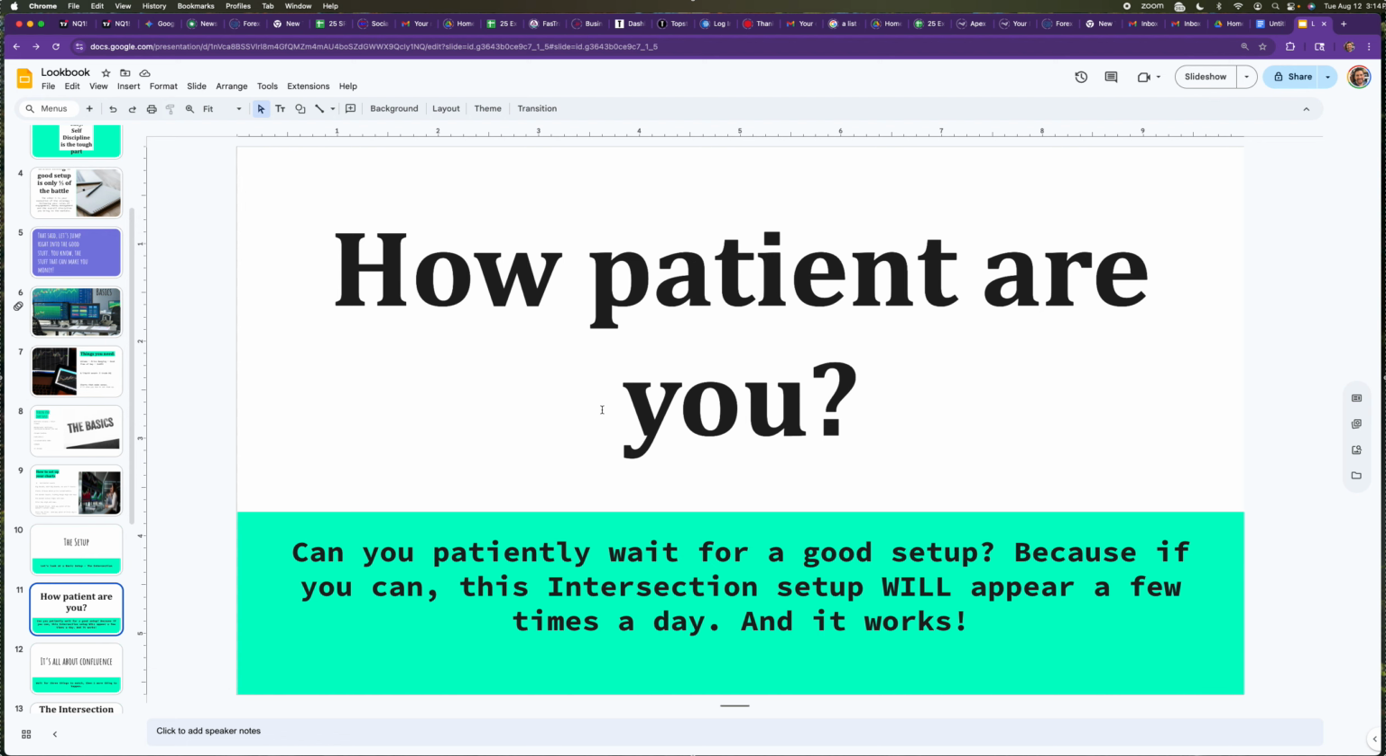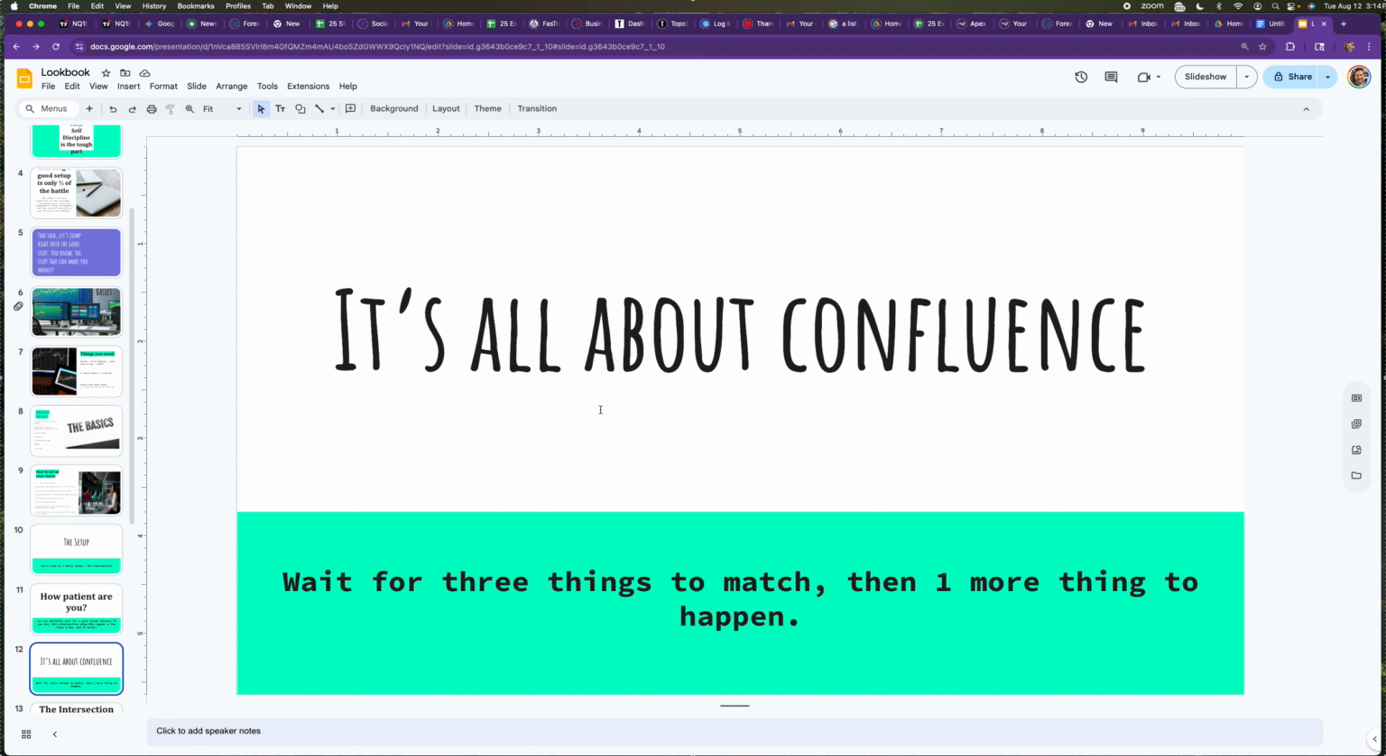How patient are you? Can you patiently wait for a good setup? That's a real question. Because if you can, this intersection setup will appear a few times a day, and it does work. Okay, it's all about confluence. I just showed you this. You want to wait for 3 things to match, then one more thing to happen. What are those 3 things?